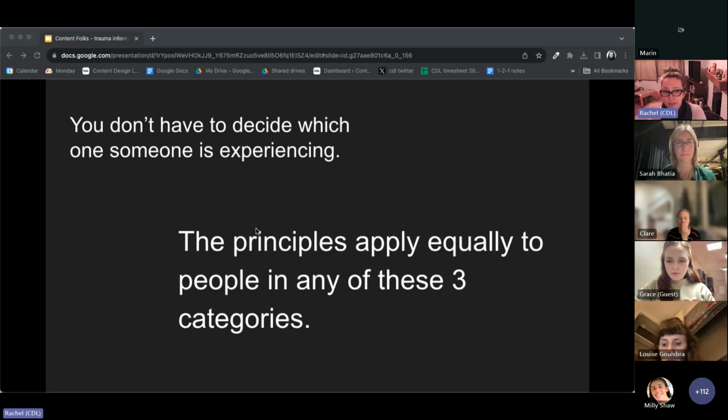And there can be overlap between these three, and they don't always or often sit alone, and they can often share physical symptoms too, and it can be really hard to separate them out. But we're not here to diagnose people or say which category our users fall into, if they're stressed, anxious, or traumatized. Because the good news is that the principles for creating good content apply equally to people in any of these three categories. And here's the thing about stress and trauma. You can never know what is going to be difficult for your users, and you can't assume.